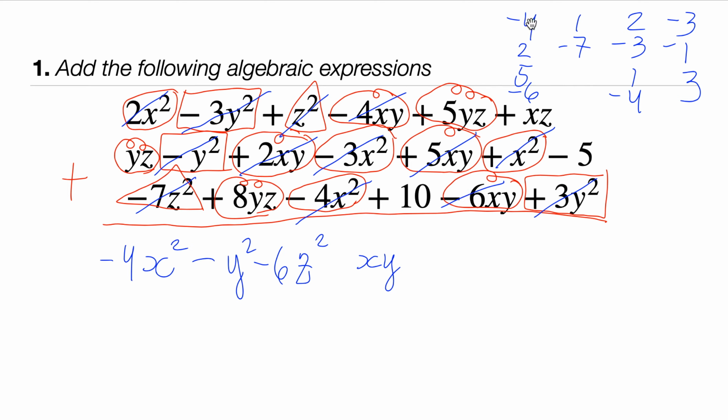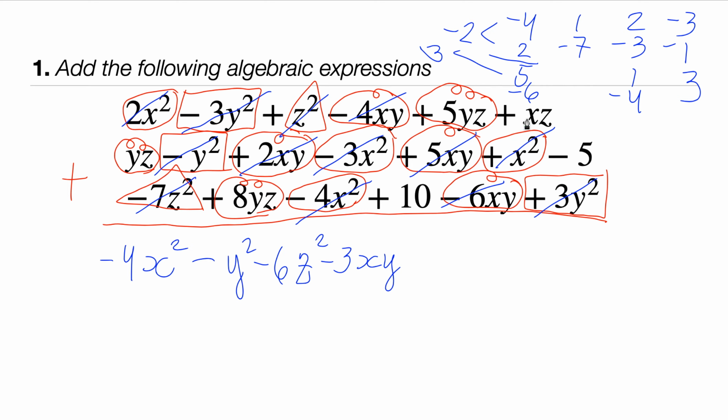So again, minus 4 plus 2 is going to give us negative 2. Negative 2 plus 5 is going to give us 3. Minus 6 plus 3 is going to give us minus 3. Okay, minus 3.